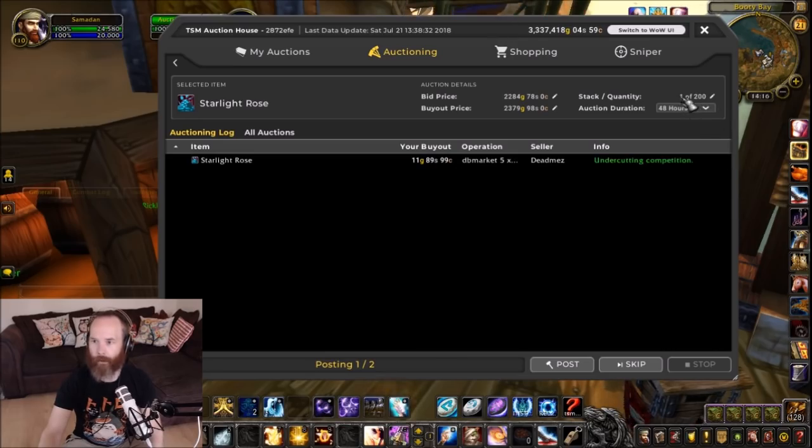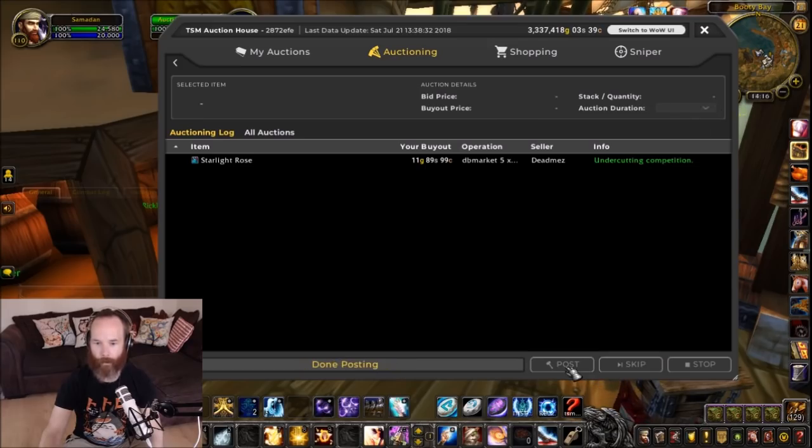And you can see here the stack quantity we're going to do. There's 2 postings. The first one, we're going to post 1 stack of 200. So if we click post for that, and then the second stack is going to be 1 stack of 153. So we're going to post that. So that would be a way of setting up your first group and organising things.